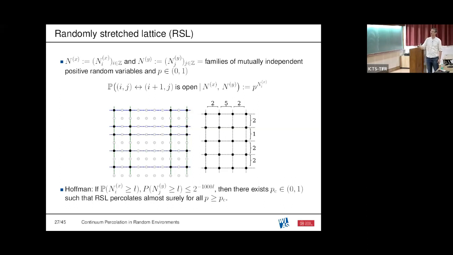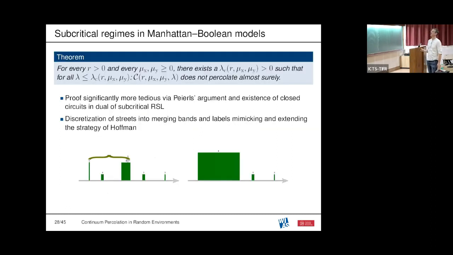Under some light tail conditions on the environment, one can show that this randomly stretched lattice model has a supercritical regime, and we can use this to lift it to our continuum system and also show existence of a supercritical regime. The subcritical regime is harder. We have to create a Peierls argument, some blocking argument using the dual lattice, the classical approach, but here it's a bit more technical. To show that there is no percolation, you can also work with the dual graph, show that it's supercritical, and even more so has some blocking interfaces.